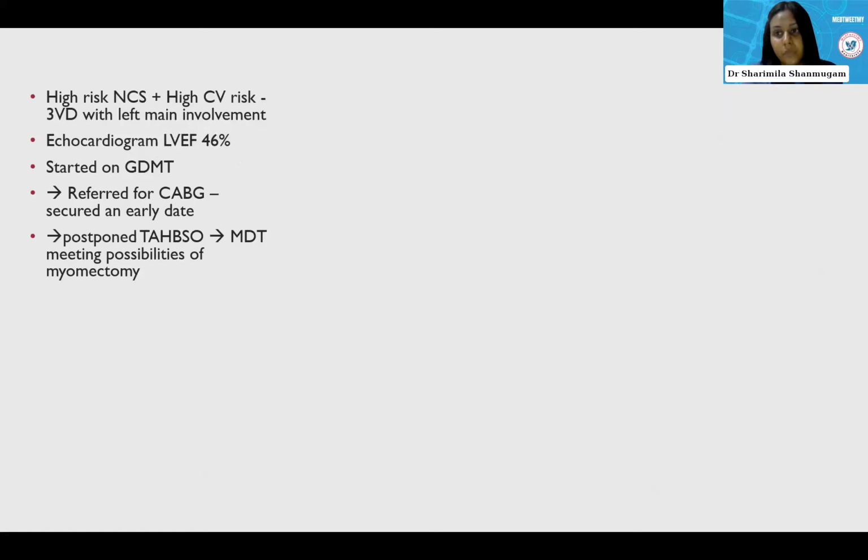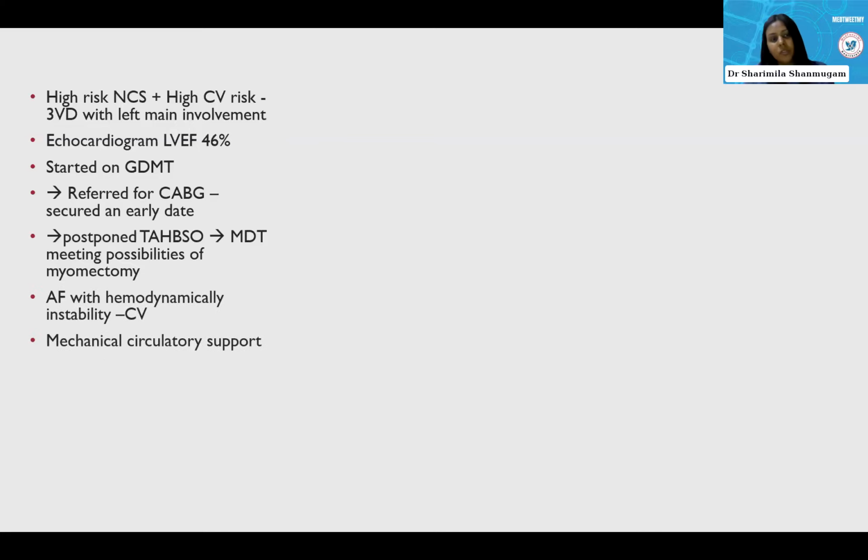So what about her TEPSO? Of course, for her, she is at high risk for cardiovascular events and she's going for high-risk surgery. So we had a multidisciplinary approach and a meeting on whether or not there is a possibility of myomectomy. So sometimes with this patient, whether or not this AF should be addressed, yes, currently she's on rate control, however, she's still in AF. So something to think about.